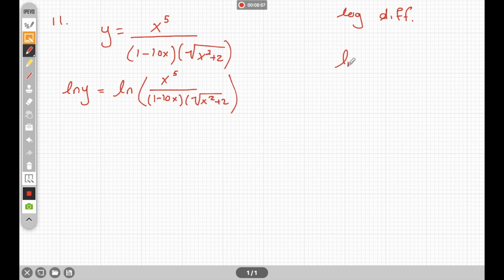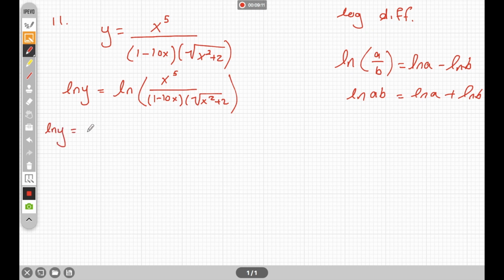By definition, the natural log of a over b is equal to ln a minus ln b, and the natural log of a times b is equal to the natural log of a plus the natural log of b. So here I'm going to have the natural log of y is equal to the natural log of x to the fifth minus the natural log of 1 minus 10x times the square root of x squared plus 2.